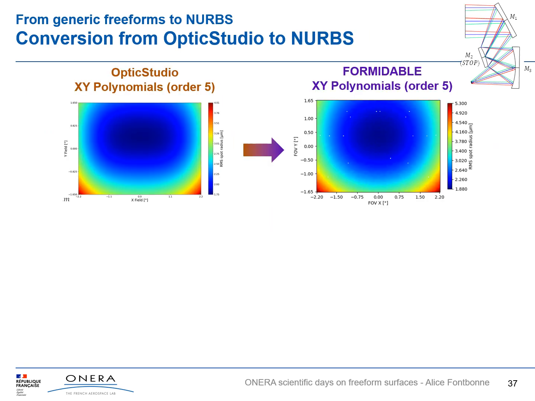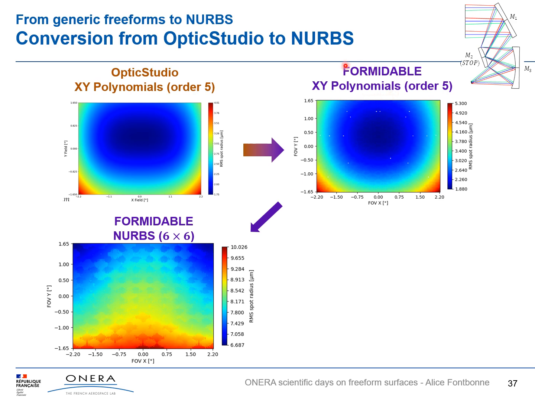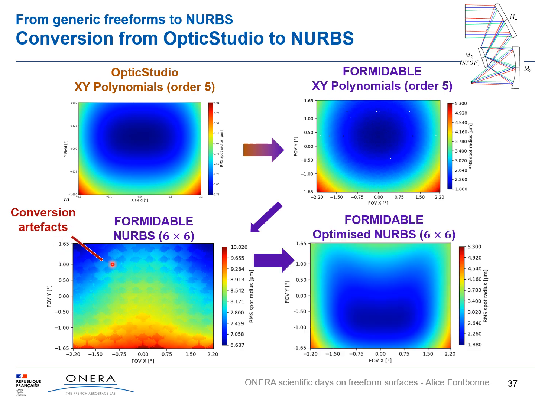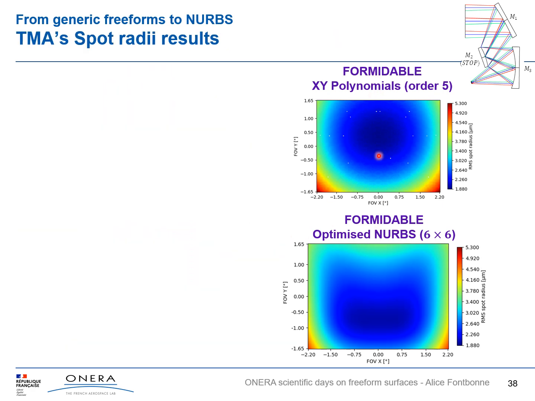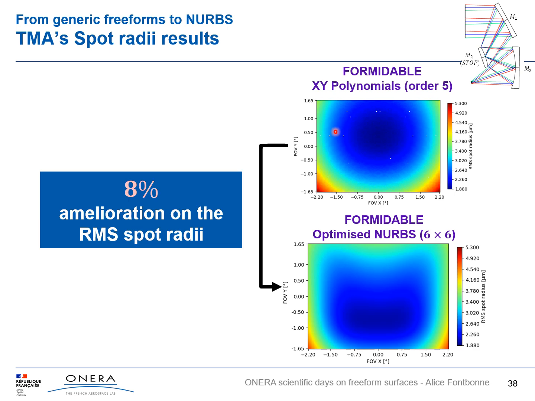Now the next step is the conversion to NURBS. So we depart from the XY polynomial of order 5 and we obtain things like that. There are some conversion artifacts, but with the optimization they go away, and we obtain something like that we can compare to the first map here. So here you can see that with optimization of NURBS there is an 8% improvement of the RMS spot radii.